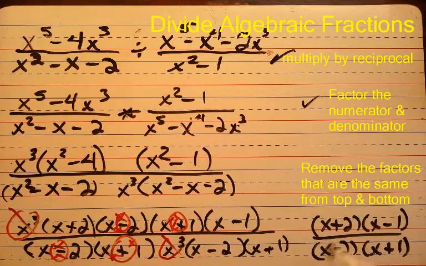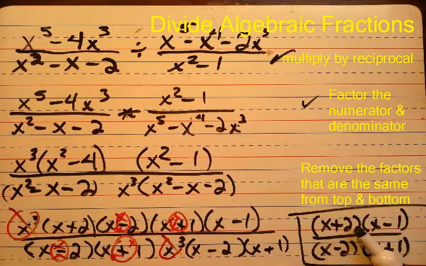You cannot cancel anything out of there. These are not the same. X plus 2 is totally different than x minus 2, and the same way with that one. So nothing cancels out. That is the one and only answer to this problem.